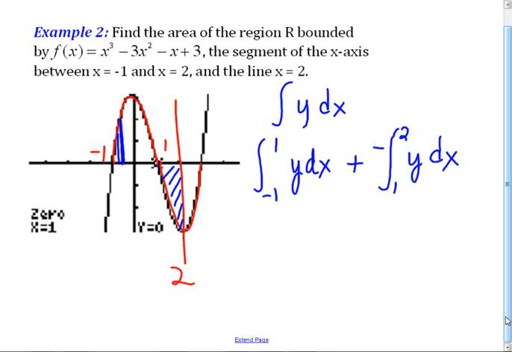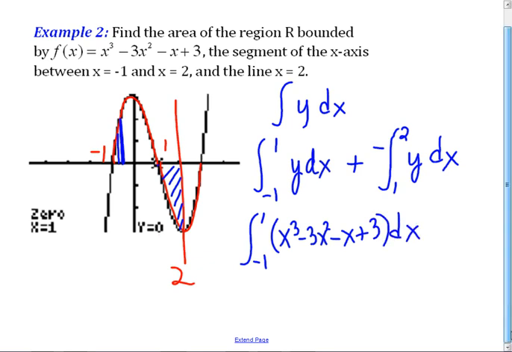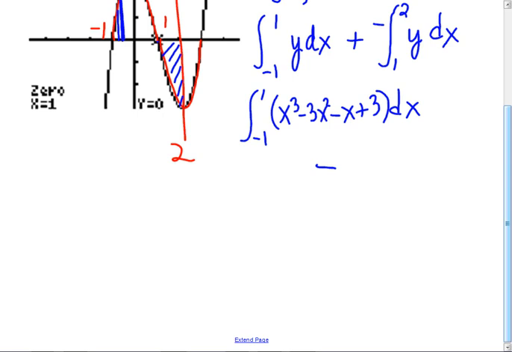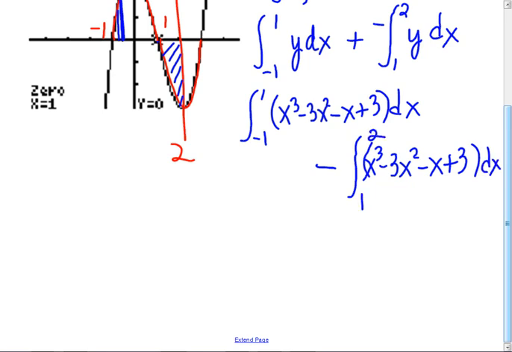So if I put this in here, it's -1 to 1. What was my y? Why did I choose to do this? Partly because could I solve this equation for x? I don't know about you, but I can't. x cubed minus 3x squared minus x plus 3 dx. And then it's minus this integral, x cubed minus 3x squared minus x plus 3 dx from 1 to 2. Is that okay, Olivia? It's not too bad to do.